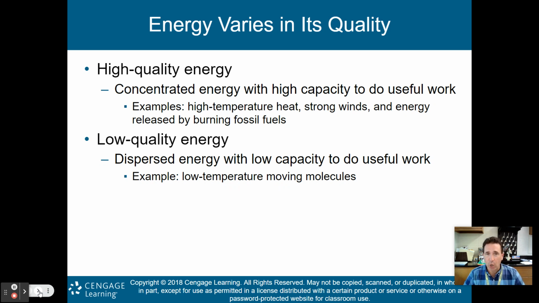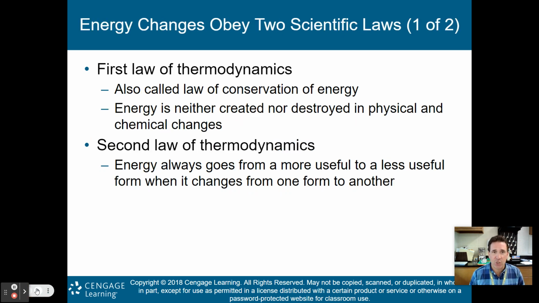All right. Second law of thermodynamics says that energy varies in its quality. Again, you're going to start off with high quality energy that will then be turned into a lower quality energy by the end of a system. That's that second law of thermodynamics. What is high quality energy? Concentrated energy with high capacity to do useful work. So high temperature heat, strong winds, right? Energy released by burning fossil fuels is high quality energy. That's why we've been using it for so long. But again, we need to kind of move away from that, and that's more on that as we go through the course. What is low quality energy? Dispersed energy with low capacity to do useful work. So example would be low temperature moving molecules.